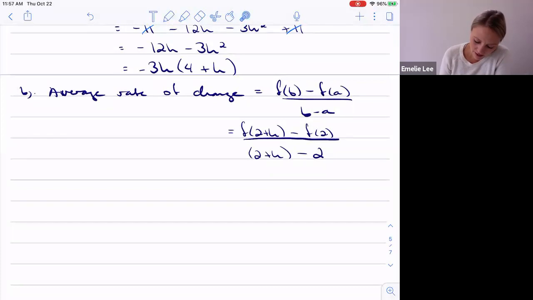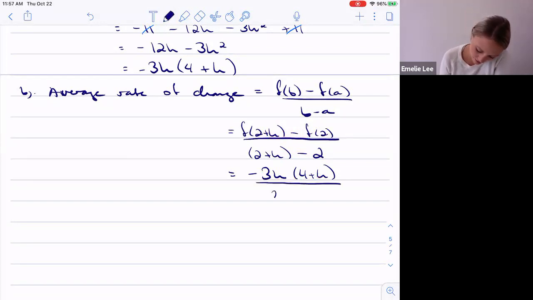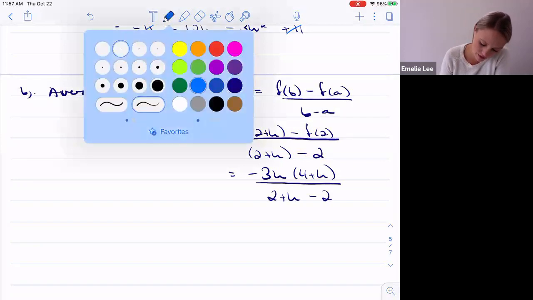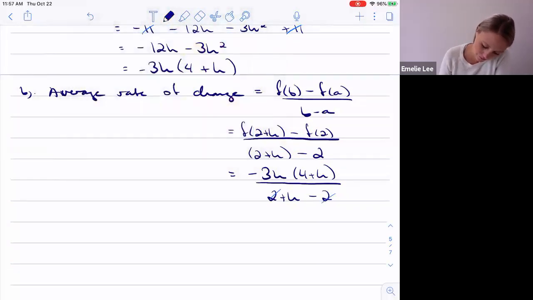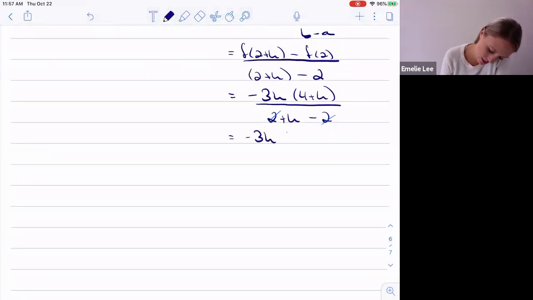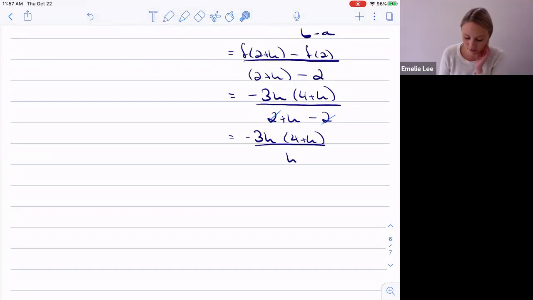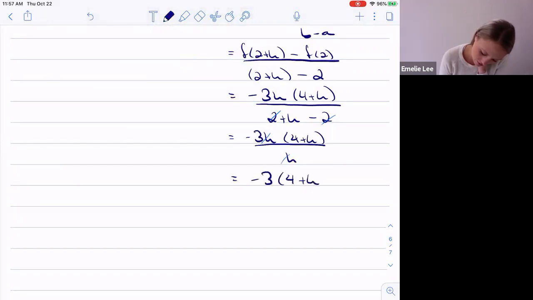So if I expand and simplify this, I get negative 3h times 4 plus h, replacing that numerator with what we just found, divided by 2 plus h minus 2. Well, 2 minus 2 is going to go away. So I have negative 3h times 4 plus h divided by h. What's nice is that I've already factored out this h, and because it's only multiplying up top here, I'm allowed to cancel it with this h on the bottom. So this becomes negative 3 times 4 plus h.